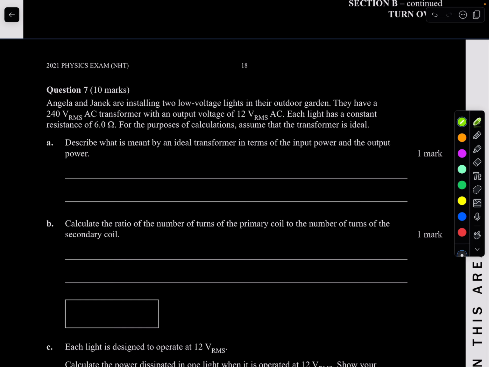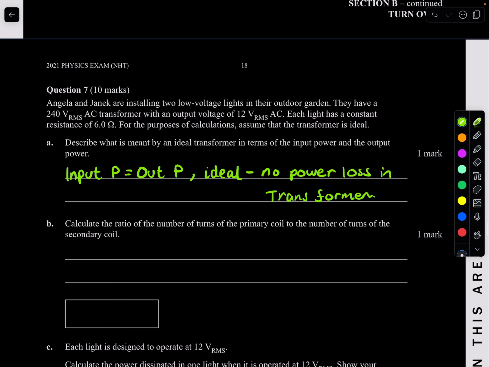If you don't know what ideal means in terms of transformers, it just means that there's no power loss in the transformer. Overall, it just means that your input power is going to be equal to your output power. So there's actually no power loss in that transformer. So ideal means no power loss in transformer. Done. What a nice, easy mark.